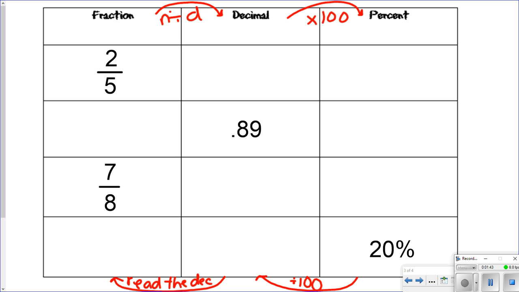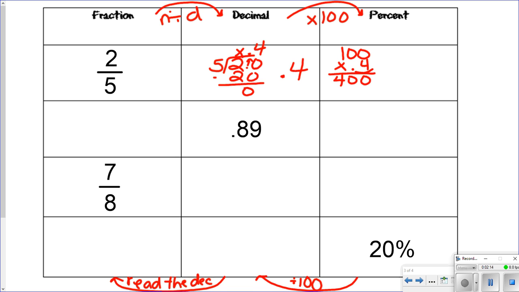So 2/5, changing it to a decimal, I'm going to divide 2 divided by 5. 5 does not go into 2, add a decimal, 0, 5 into 20 is 4, and bring your decimal straight up, 0.4. To change that decimal to a percent, we will multiply 100 times 0.4. 4 times 0 is 0, 4 times 0 is 0, 4 times 1 is 4. I will go over one place for my decimal, and we get 40%.